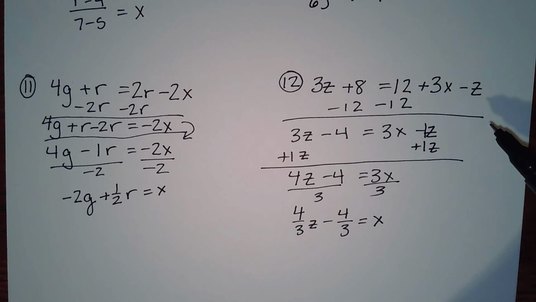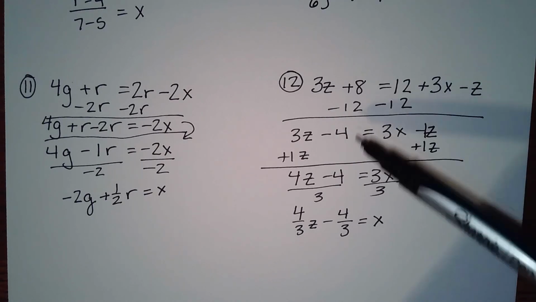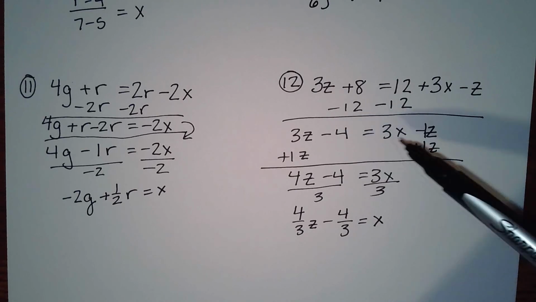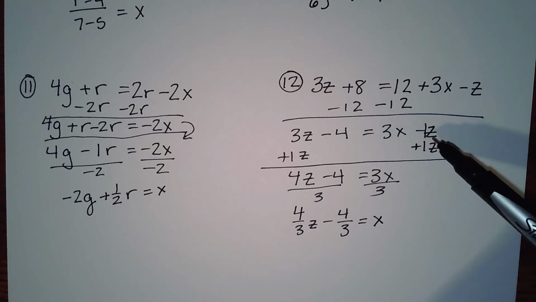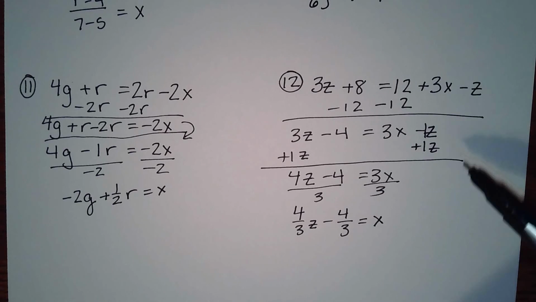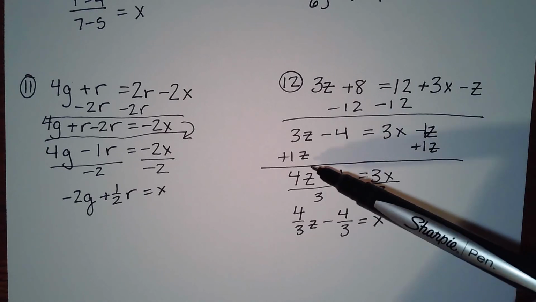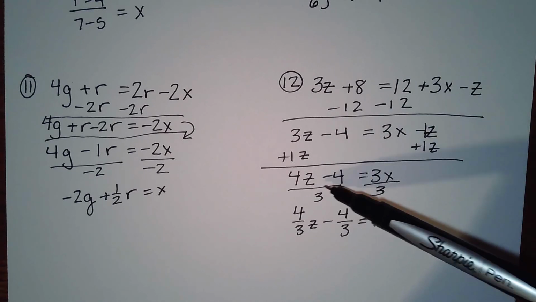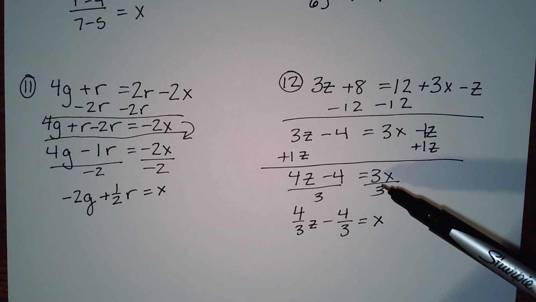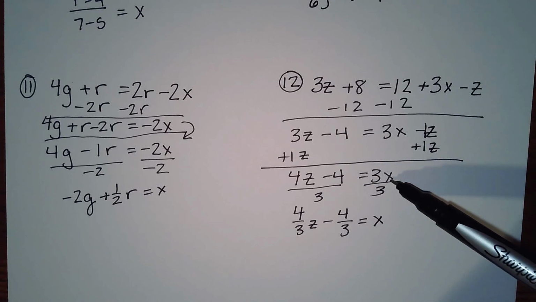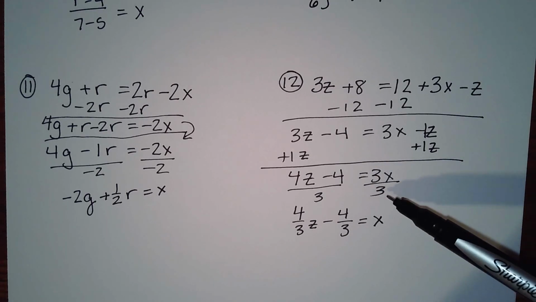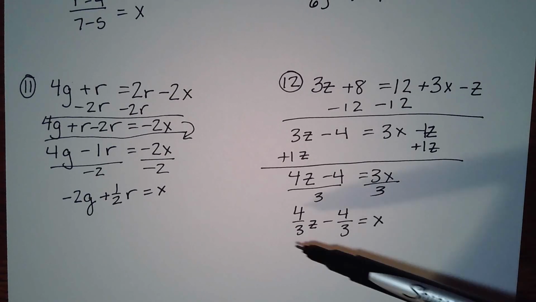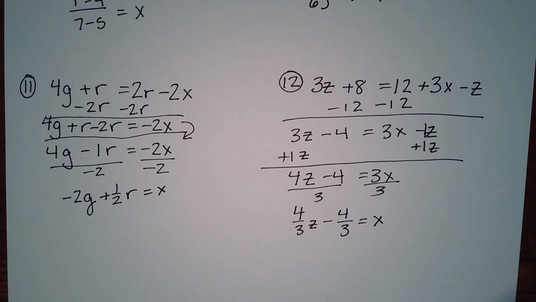I subtracted the 12 across first, which gave me 3z minus 4 equals 3x minus 1z. I added the 1z across to the other 3z, and it gave me 4z minus 4 equals 3x. The last step was just dividing. So when I divided it, it created two fractions, 4/3 z minus 4/3 equals x, and we finished.